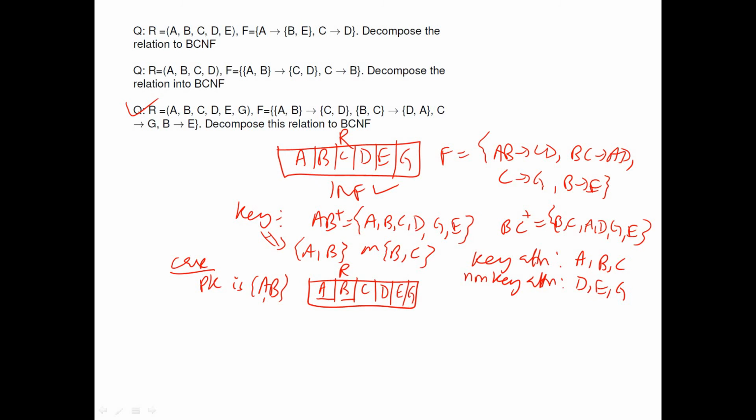There is a functional dependency A, B to C, D. So B to E is the functional dependency where E is depending on the B partially, right? So I'll separate that out. R1 is B, E. F1 is containing B to E. The other details available are R2 containing A, B, C, D, G.